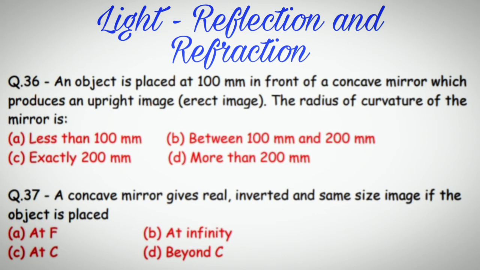Next question comes here. A concave mirror gives real, inverted and same size image if the object is placed: option A, at focus, option B, at infinity, option C, at center, option D, beyond center. And the correct answer is at C.